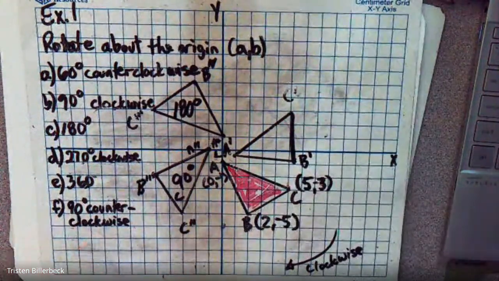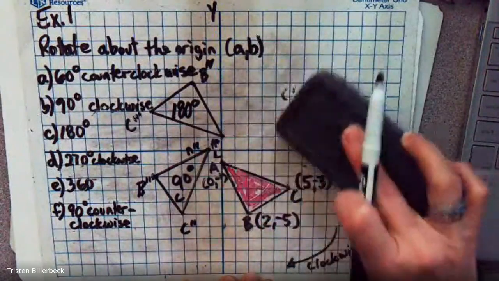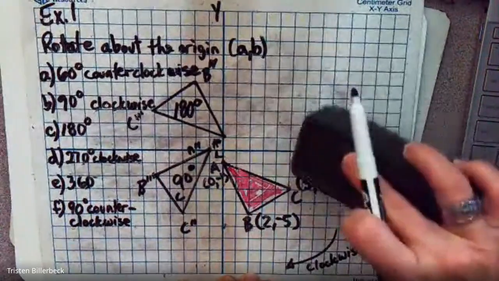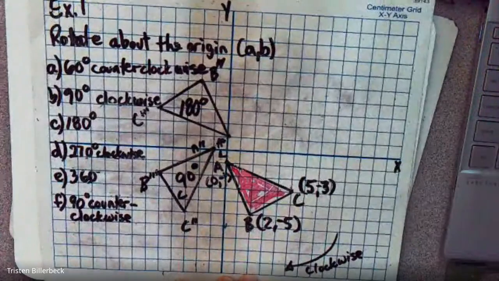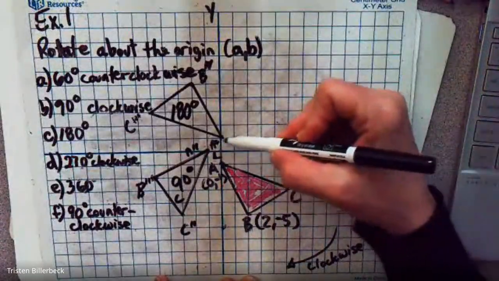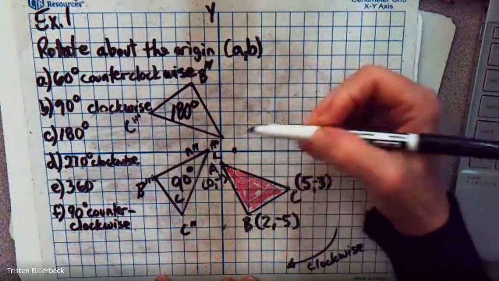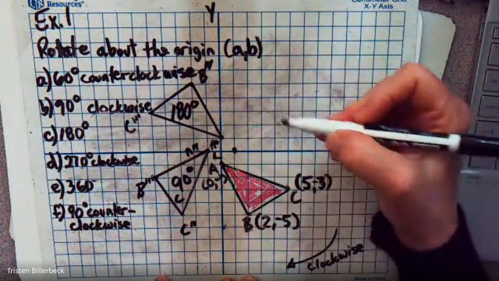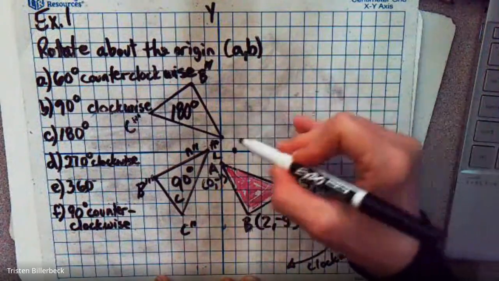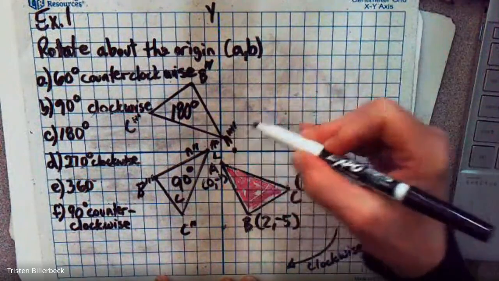Okay, so at this point, I'm going to erase my 60-degree angle because I'm going to need it for the 270. Okay, so if this is going all the way around, then my new point's going to be here. Okay, so that would be a quadruple prime.